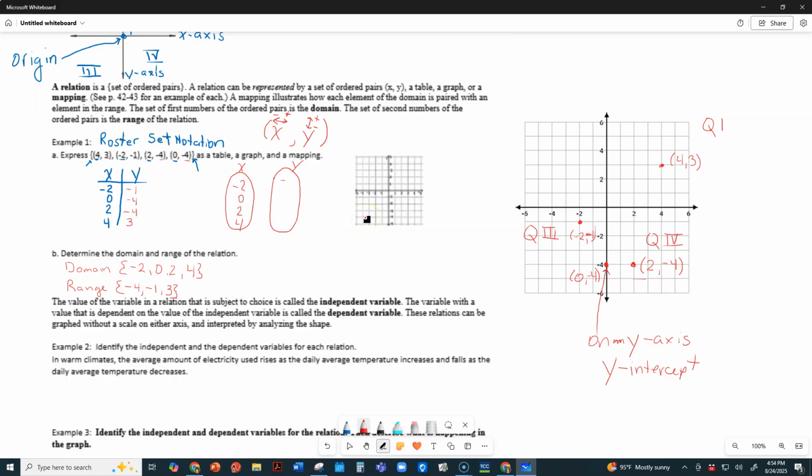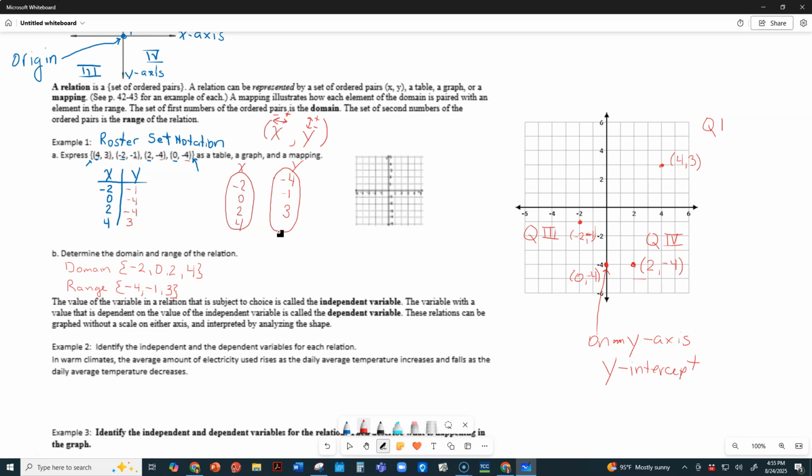Now we have two -4s. We are not going to write -4 down twice. We're only going to write each number one time. We've already written -4 down. We don't write it down again. The next smallest number is -1. And I'm only looking at the Y values here. So -4, -1, and then the biggest Y value is 3.